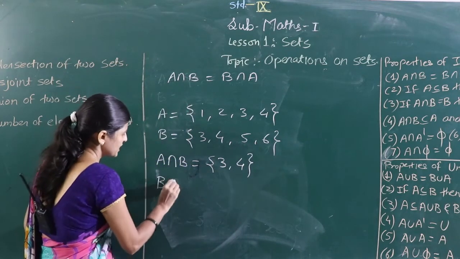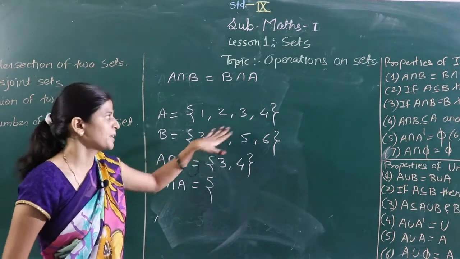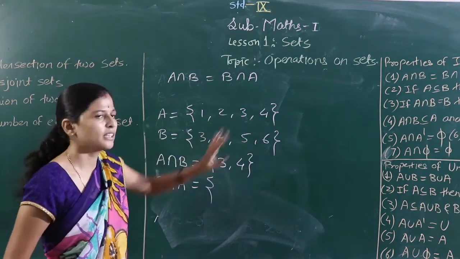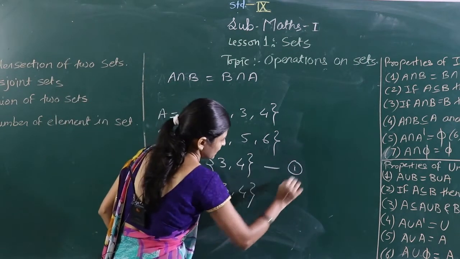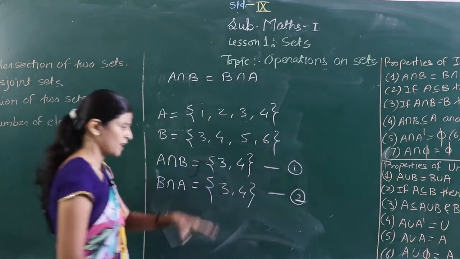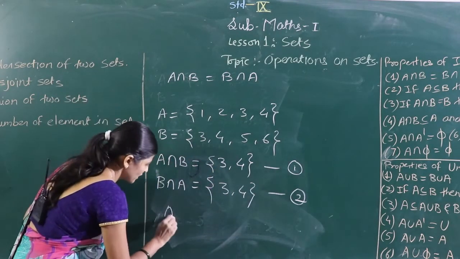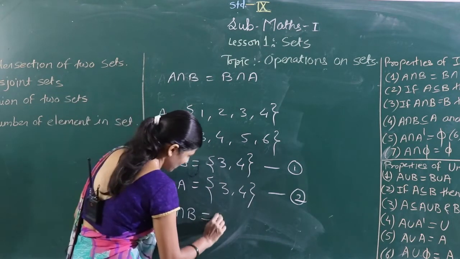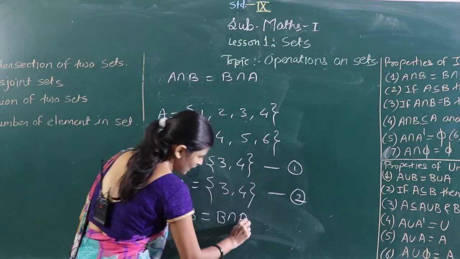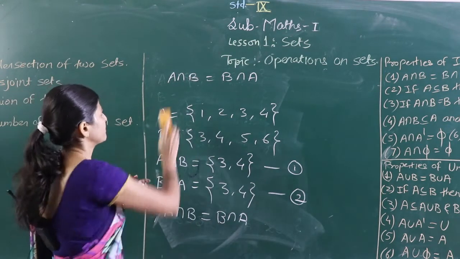Again we find out now B intersection A. Again the common elements in set B and set A are only 3 and 4. Suppose this is equation 1 and equation 2. The right hand side of both the equations is equal, that means the left hand side is also equal. So the first property is satisfied here, that is A intersection B is nothing but B intersection A. This is the first property. Now the second property.